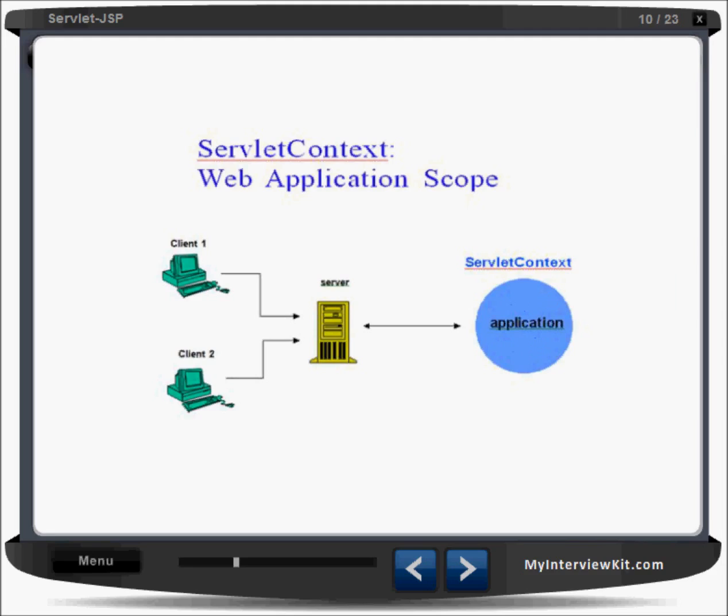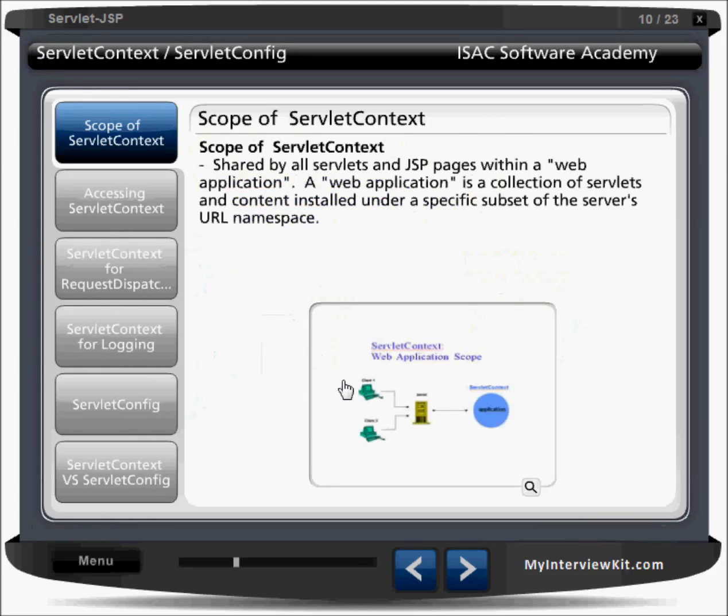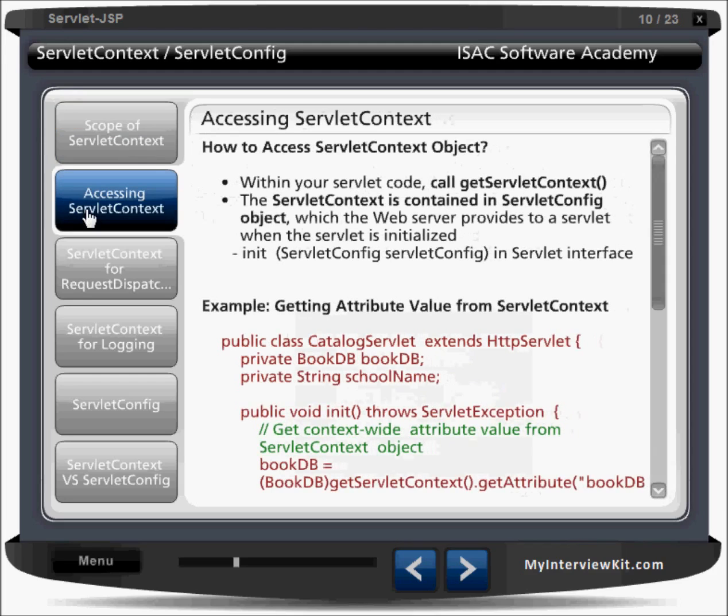It is shared by all servlets and JSP pages within a web application. A web application is a collection of servlets and content installed under a specific subset of the server's URL namespace.